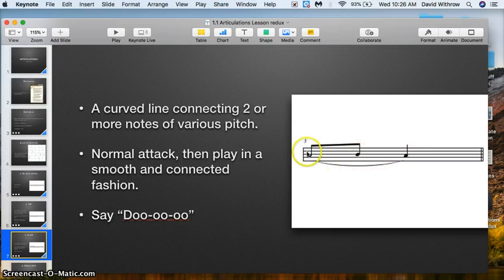Do, where I kept my wind going the whole time. I didn't re-tongue here without the slurs. Da, da, da, with the slurs. Do. If you're a trombone player, you do have to tongue there, but lighter. Do, do, do, just to make your trombone sound correct and the notes come out. Once again, you want to be as smooth and connected as you can on these slurs.